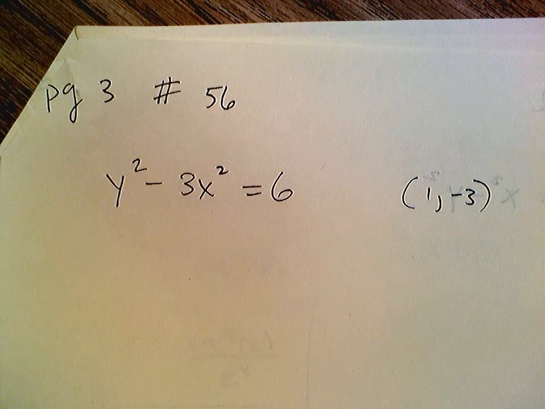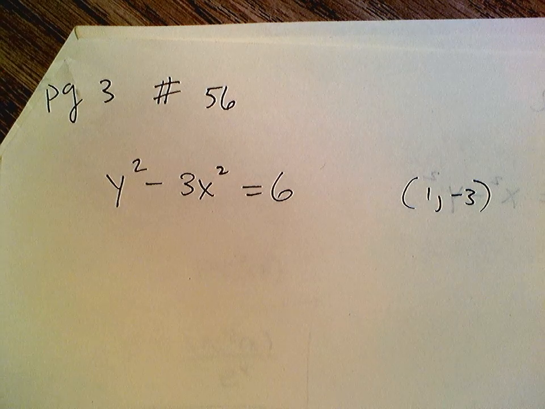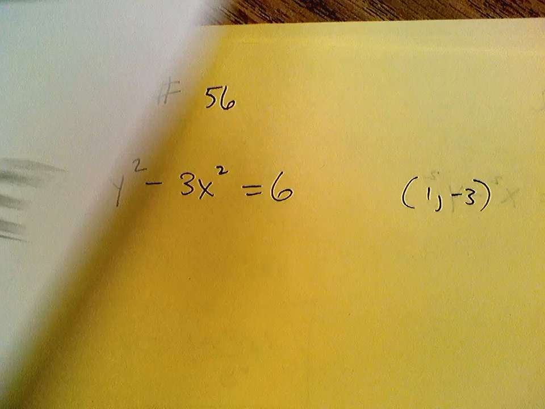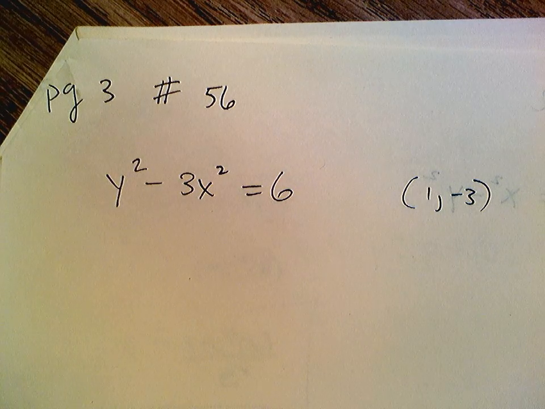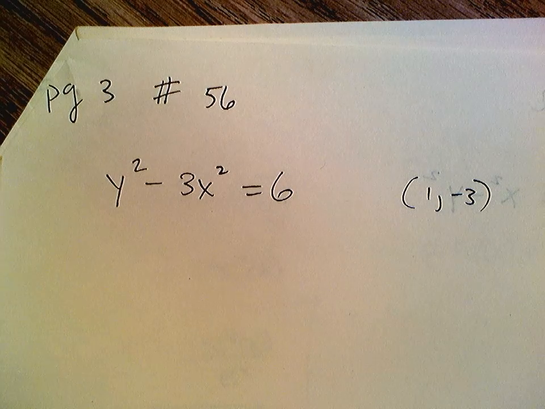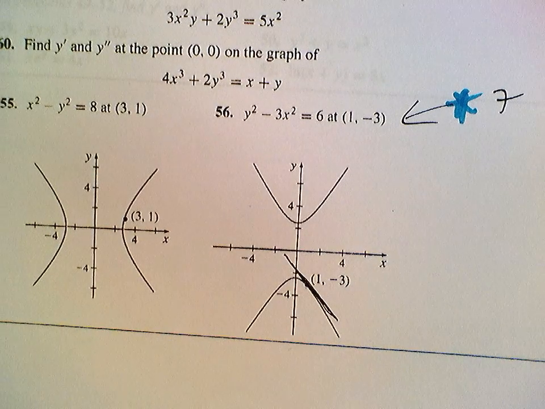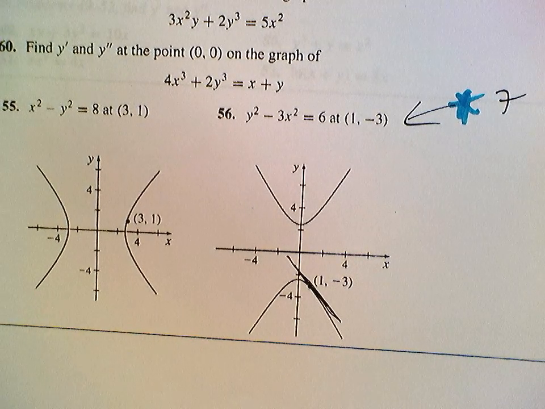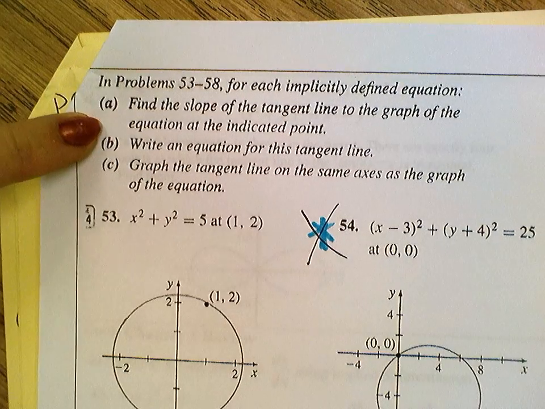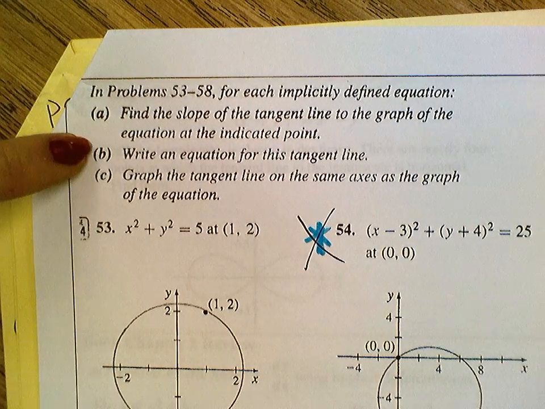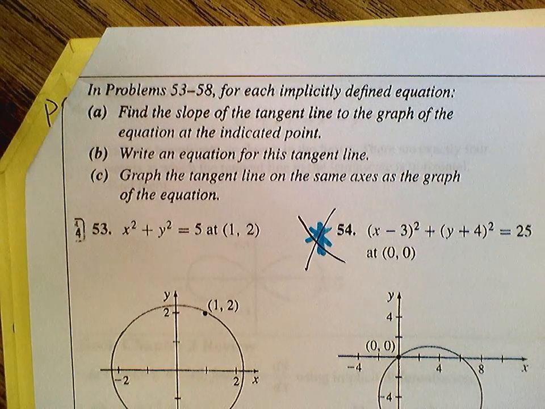Okay, so this is where I left off. This is page 3, number 56 from this. Okay, so it's this problem here. So they're asking you to do what? Okay, these are the directions. Find the slope of the tangent line to the graph, write an equation for this tangent line.